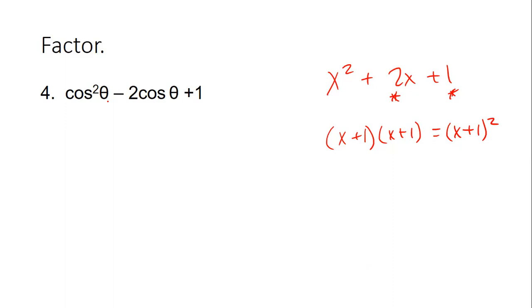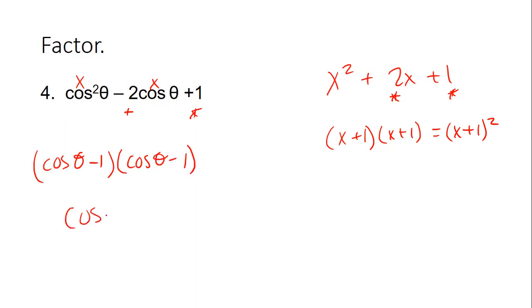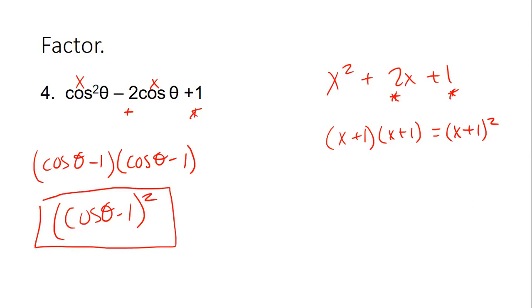So in this case, we have cosine squared theta minus 2 cosine theta plus 1. We're still asking ourselves what multiplies to give us 1, but adds to give us -2. The only difference is instead of our x's, we have cosine. So it would be cosine theta minus 1 times cosine theta minus 1, which condenses to cosine theta minus 1 squared. So again, the algebra skills that we already have are still going to be applied here.